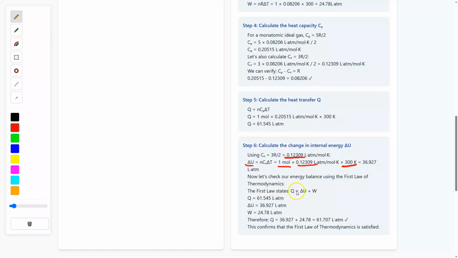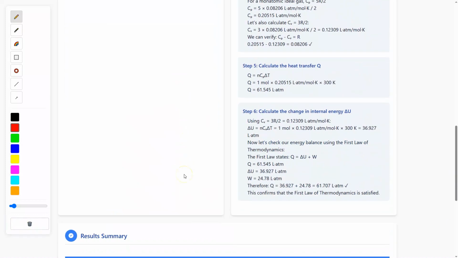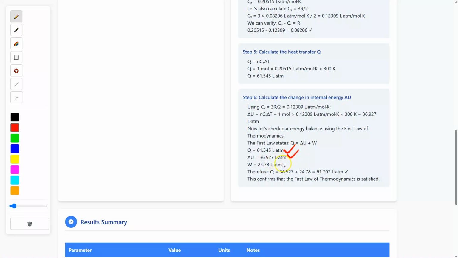Now let's check our energy balance using the first law of thermodynamics. The first law states that Q is equal to del U plus W. Q is 61.545, del U we got here, and W we got here. So Q is equal to del U plus W. Del U is 36.927 and W is equal to 24.78, so we get 61.705. This value and Q are nearly the same. Because of some rounding error, we have a small discrepancy. So this confirms that the first law of thermodynamics is satisfied.